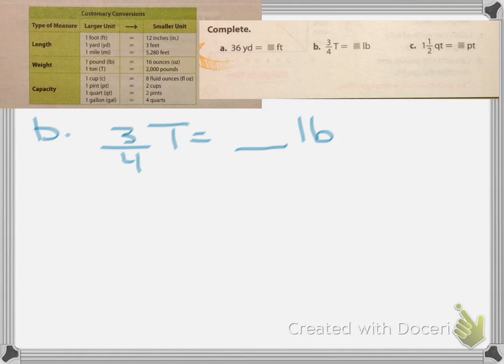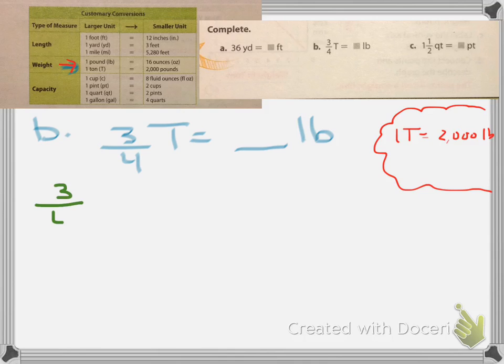All right, in this next problem, we see 3/4 of a ton equals how many pounds? So let's start by finding our conversion rate again, and it looks like we've got 1 ton equals 2,000 pounds. So off to the side in a little bubble, I'm going to write that 1 ton equals 2,000 pounds. And the reason I'm doing that is because I need to first start with my conversion rate.